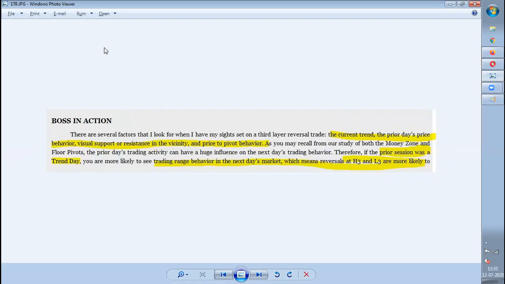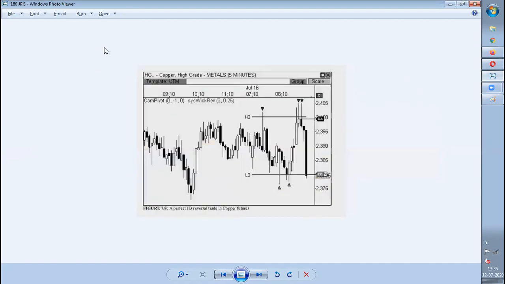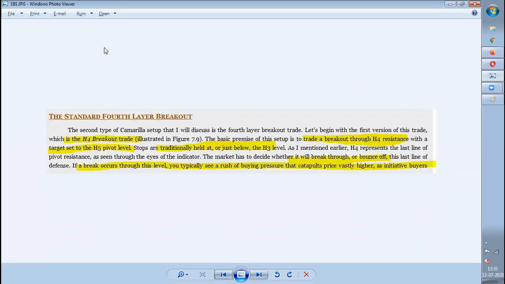or a range bound day. He will also see whether any other support and resistance is there, and he will also see whether it is stuck in any range or not. All these things will help him to take a trade based on H3 and L3. And when coming to H4 and L4, H4 is nothing but the breakout layer. So the breakout layer, H4 and L4, are going to be the last layer of support and resistance.